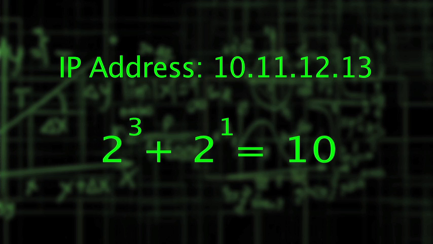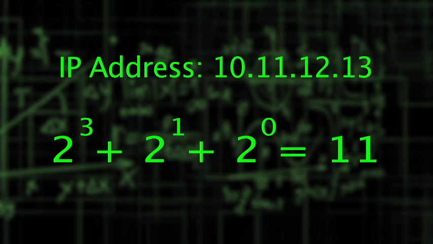Given for example the IP address 10.11.12.13, that number would equate to 2 to the 3rd power plus 2 to the 1st power, which equates to 10. 2 to the 3rd power plus 2 to the 1st power plus 2 to the 0 power equates to 11.